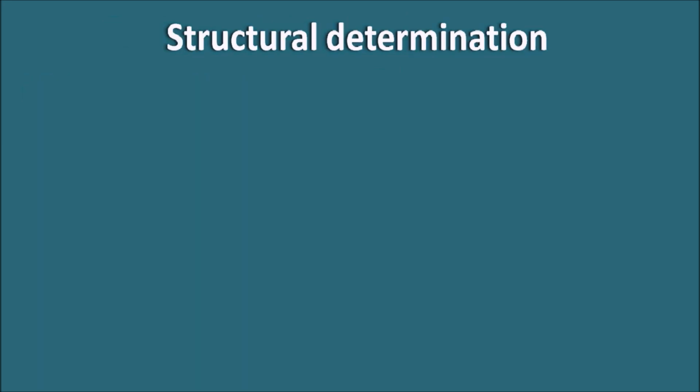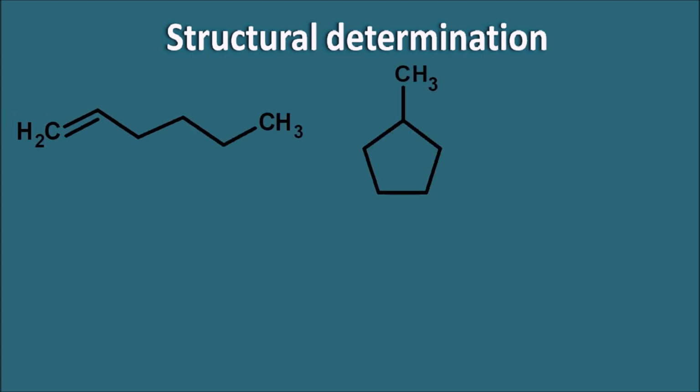Now let us see the structural determination of the unknown compound with the use of its molecular formula as well as the IHD values. Suppose the molecule does not have any heteroatom, then for a molecule with molecular weight 84, the molecular formula will be C6H12, and for that we can write different structures like this. One structure is 1-hexene, another is methyl cyclopentane, another is ethyl cyclobutane, and another is cyclohexane. In this way we can write many structures for a given molecular formula. We have already seen this example in our previous video.